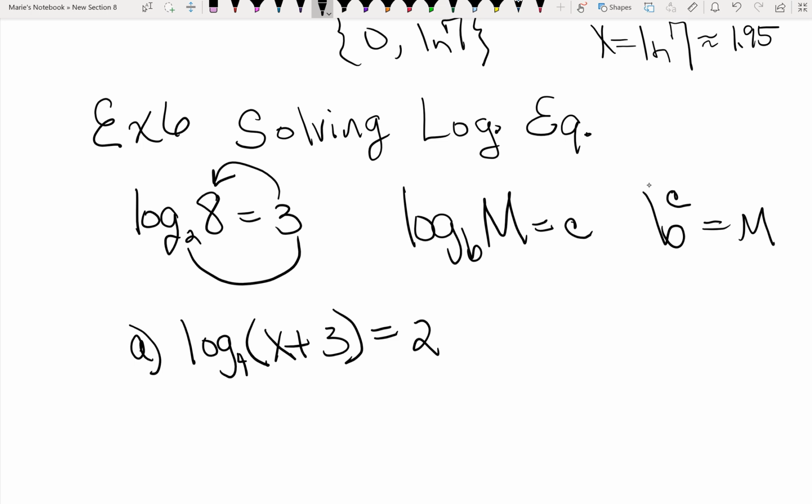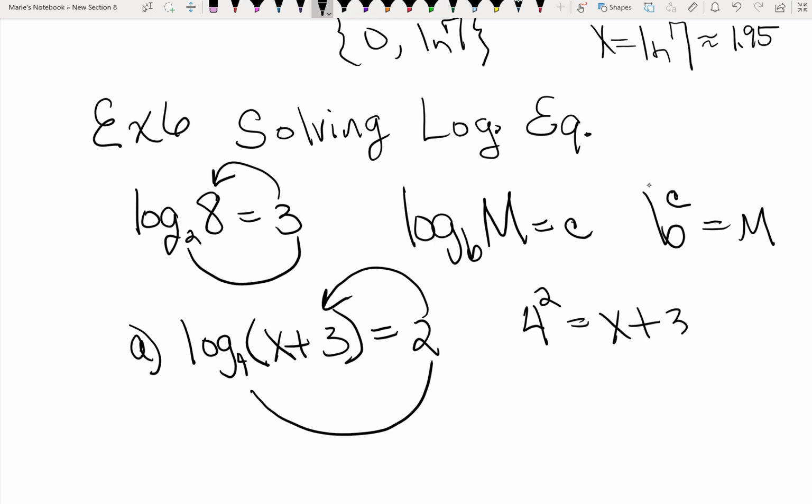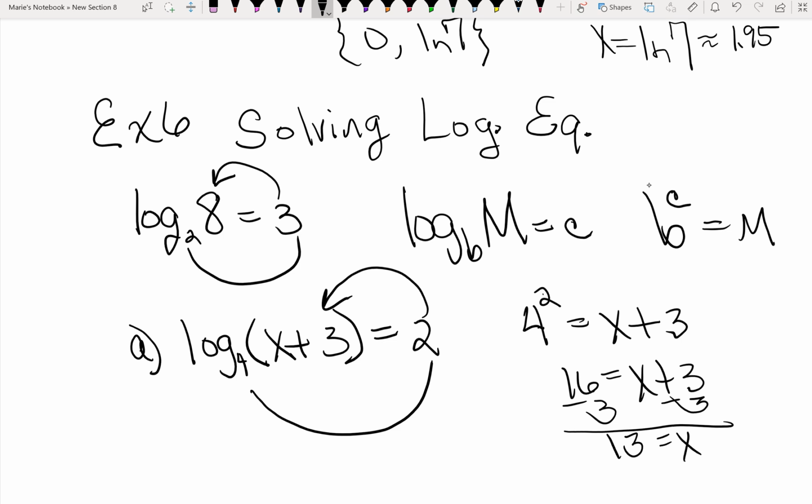When you look at this equation, initially it's like, well, where do I start? Very simple. Start with drawing a backward C. That means that 4 raised to the second is equal to x plus 3. 4 to the second is 16. That's equal to x plus 3. If I subtract 3 on both sides, 13 is equal to x. And that's your answer.